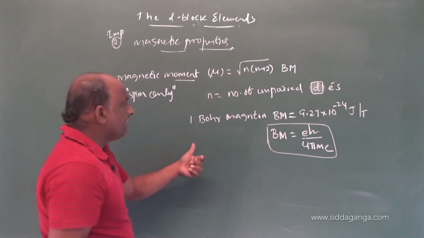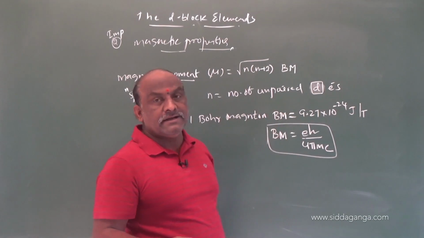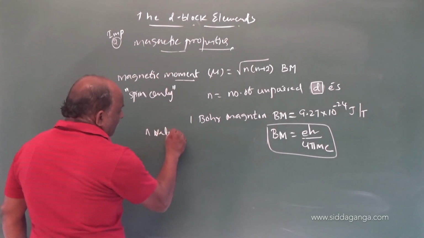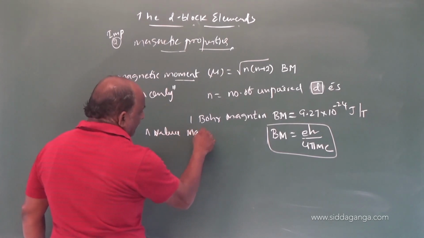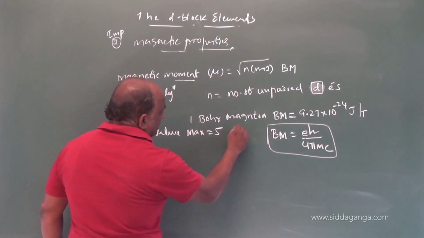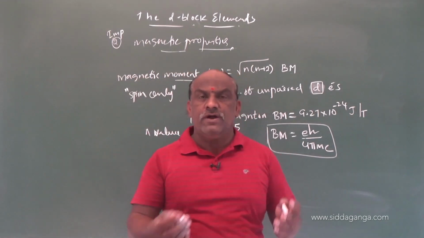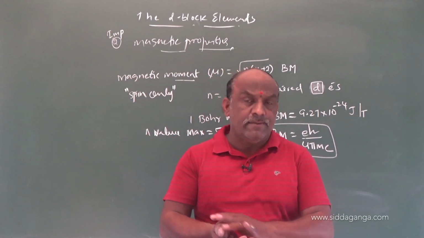So what is n? n is the number of unpaired d electrons. The maximum n value is 5, because for the d5 configuration we get the maximum n value of 5. Let us consider some examples regarding this.